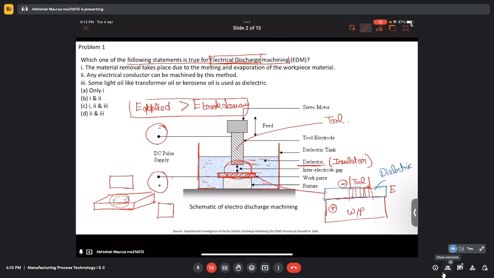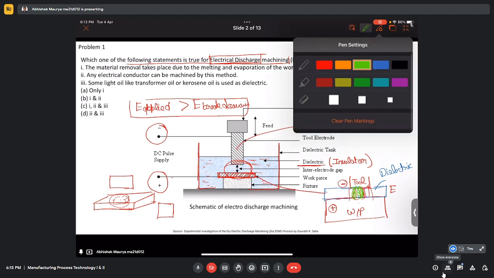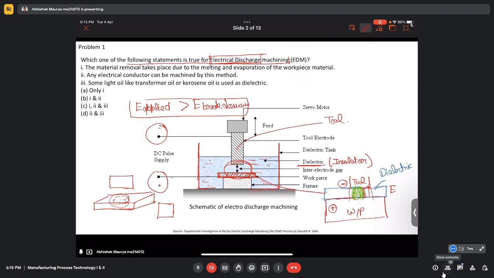So right now I am using the word spark, not the arc. When dielectric breakdown happens, it means there will be formation of an ion column between the tool and the workpiece. In between the tool and workpiece, there will be a region I am showing in green. Formation of ion column will take place. Have you ever seen this kind of phenomenon earlier? Yes. If you remember your arc welding process, the same kind of phenomenon was happening. There we were getting arc, here we are interested in spark.